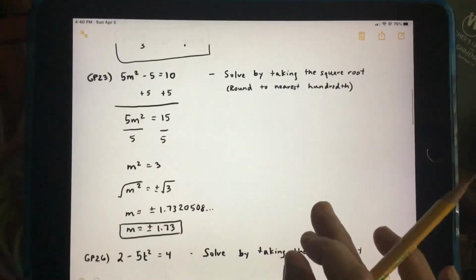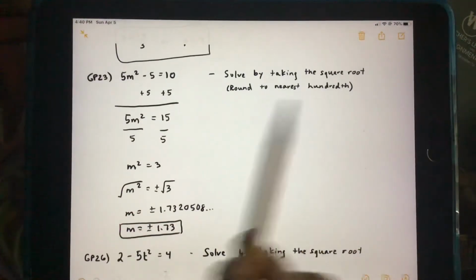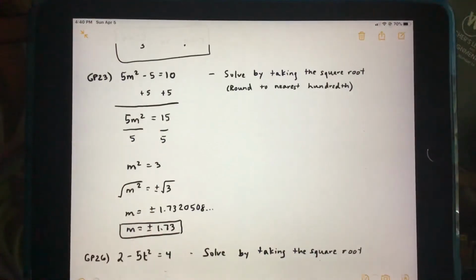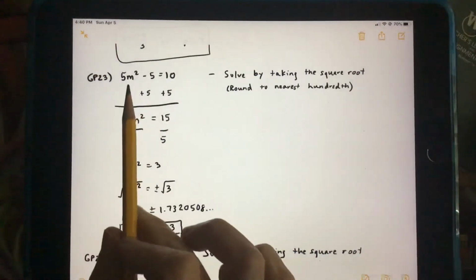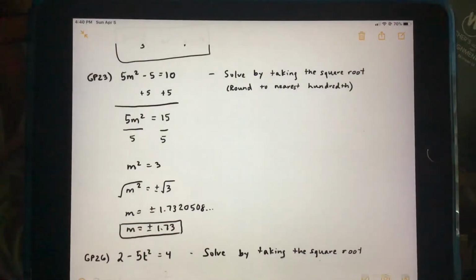Let's solve by taking the square root and then rounding to the nearest hundredth. This one is a good equation to solve by taking the square root because we only see a squared term. We see m squared. We don't see any m's. When you see only squared terms on the variable and we don't see any of just the variable by itself, then taking the square root will be a really efficient method to solve the equation. So being told to solve by taking the square root is a really good choice here.